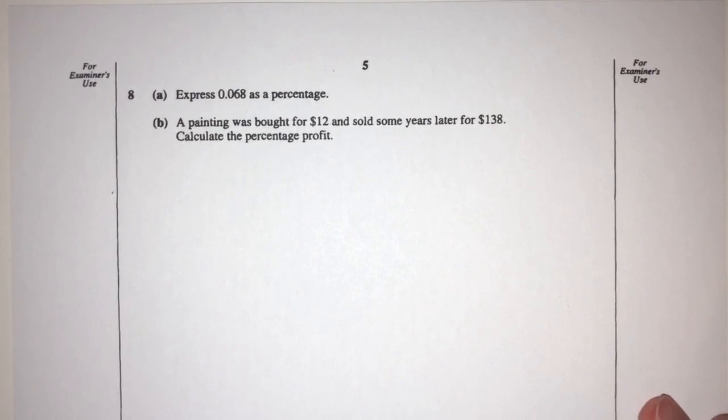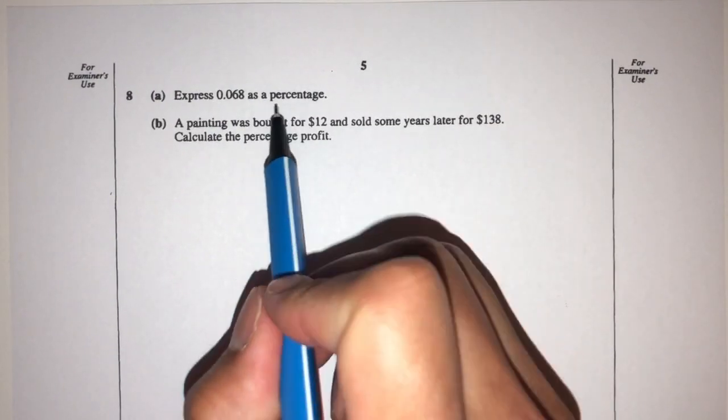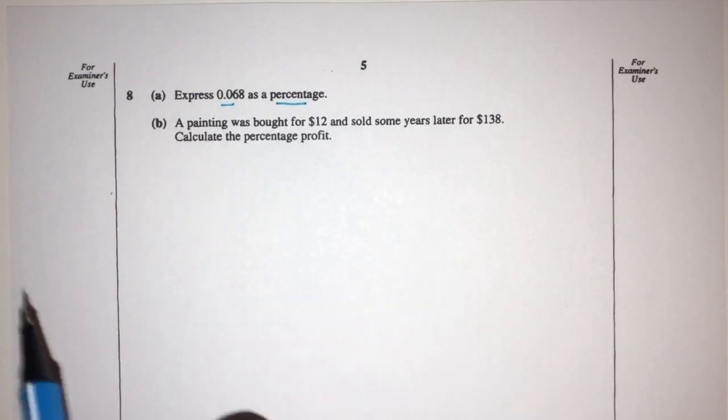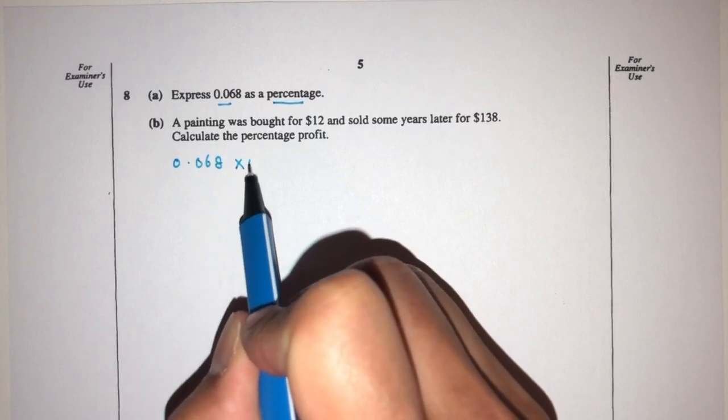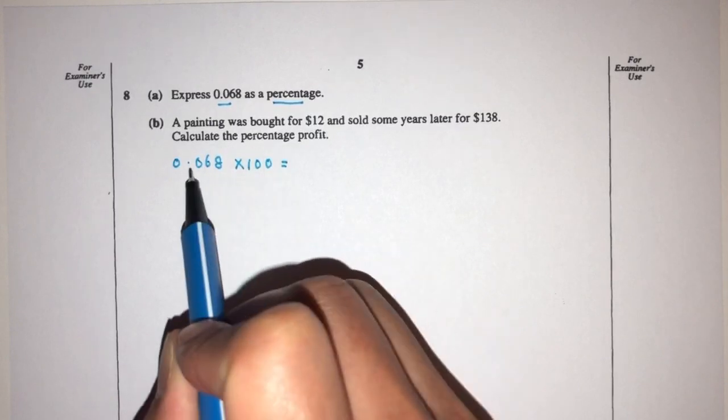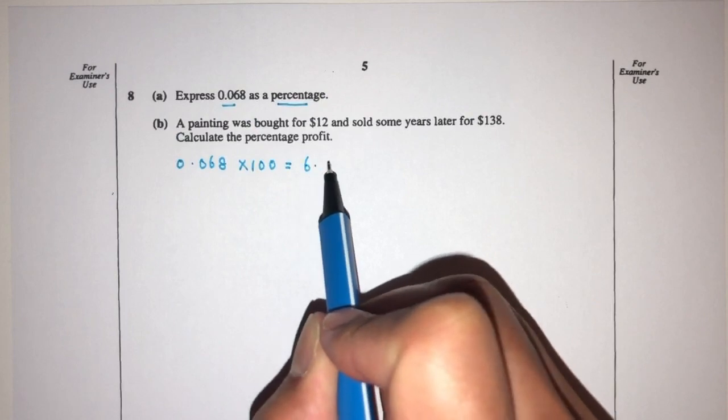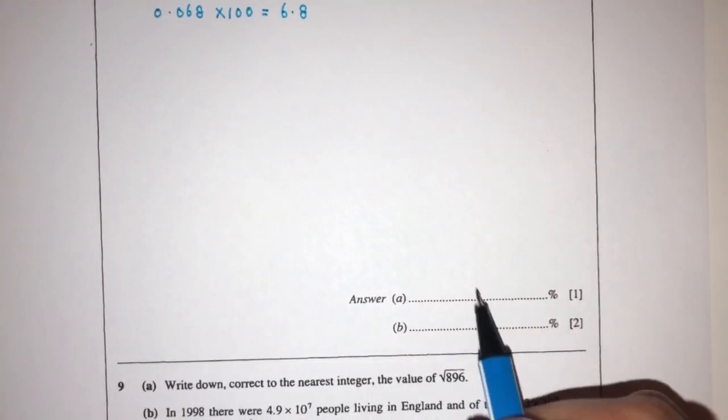Okay, so let's move on to question number 8. So we have to express this as a percentage. So here we have this. So let's rewrite this in terms of a fraction. Okay, we don't need to actually, because we just need to multiply by 100 to convert this to a percentage. That will be 6.8%. That is the first one.